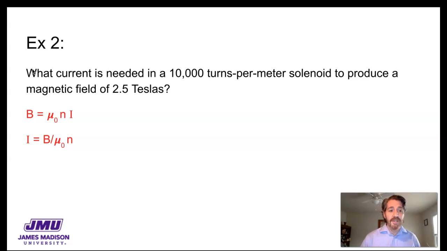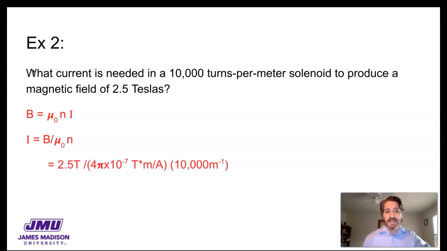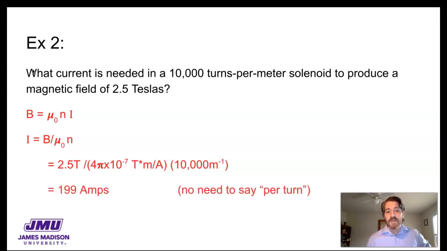I can rearrange this so that current equals B over mu naught n. The B field is the 2.5 teslas, and then in the denominator we have both the mu naught, 4 pi times 10 to the minus 7th teslas times meters per amp, and the lowercase n, which is the 10,000 turns per meter. This gives me a calculation of current equal to 199 amps. That's how much current would be needed to produce that strong B field on the inside of this particular solenoid.